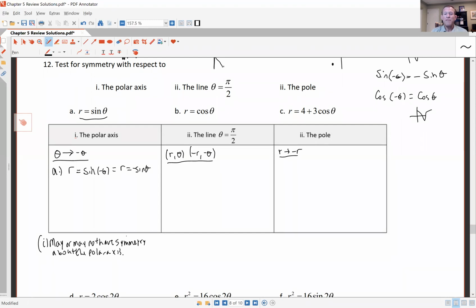For theta equals pi over 2, we change r to negative r, theta to negative theta. And in this case, because the negative comes out in front of the sine of theta, we ended up with something that is exactly what we started with. We didn't change the equation by doing this. So we can say for certain that this graph has symmetry about the line theta equals pi over 2.